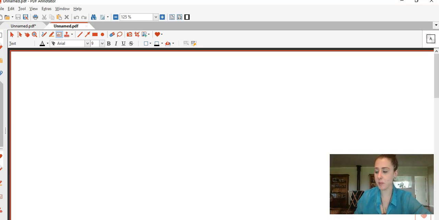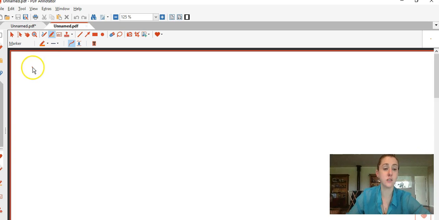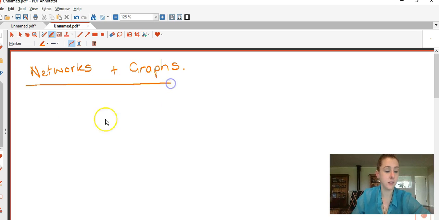Hi team, let's talk about some of the network's terminology that we've gone over, just to recap and refresh, and for you guys to also use as revision. So we're talking about networks and graphs. So that's our current topic. So let's talk about some of the elements of a graph.